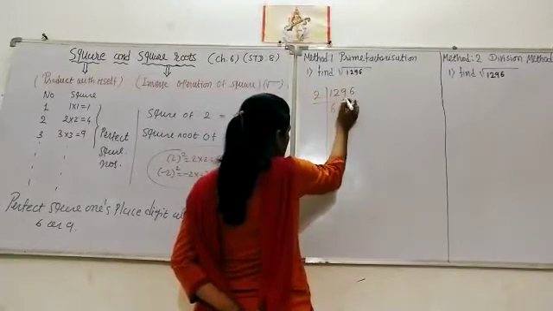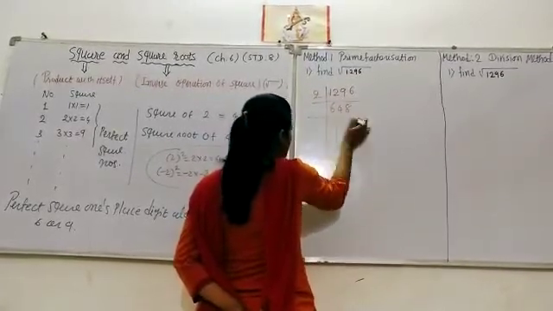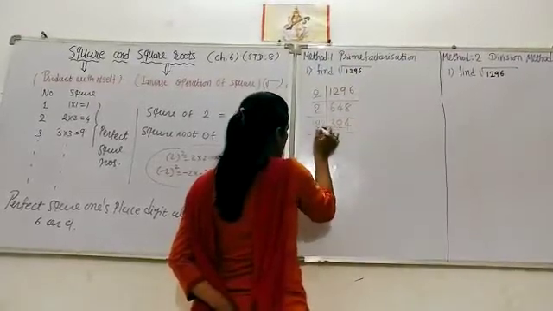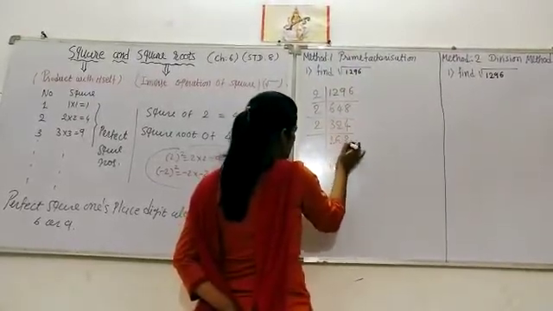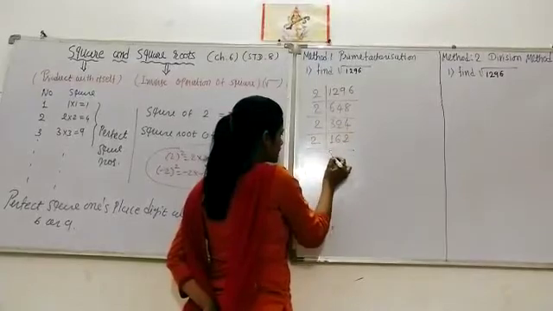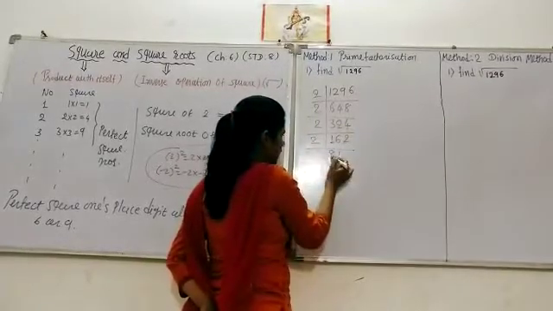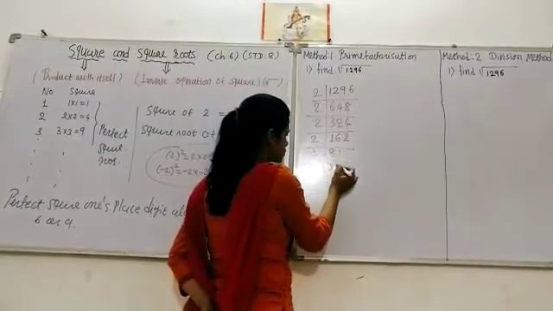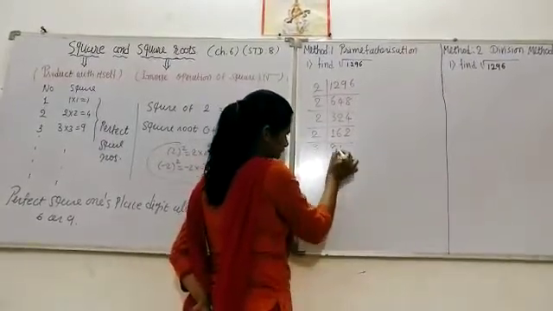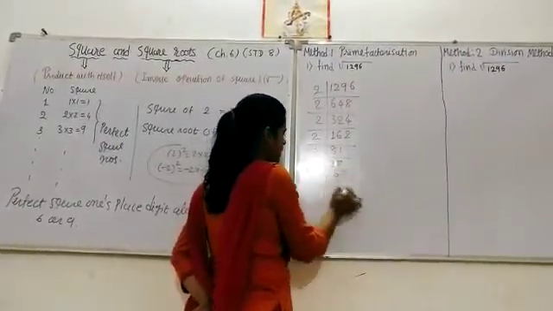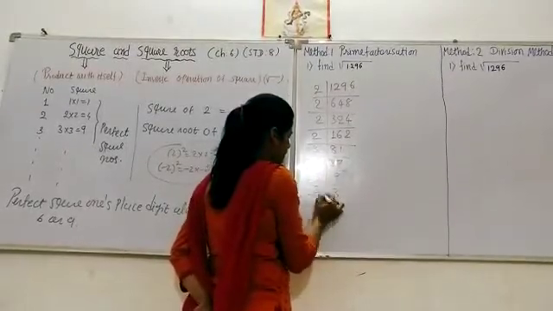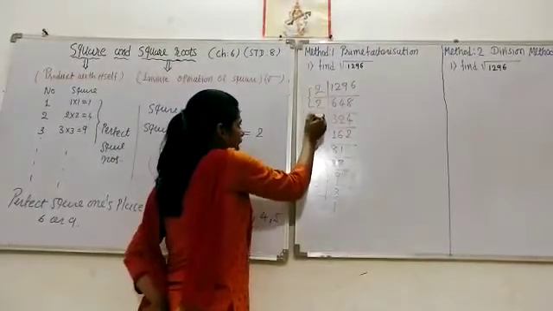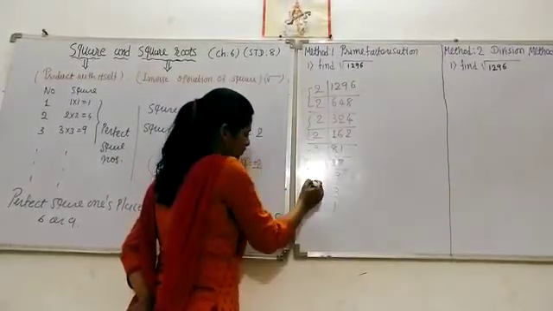2 6s are 12, 2 4s are 8, 2 8s are 16, 2 3s are 6, 2 2s are 4, 2 4s are 8, 2 1s are 2. Then 8 plus 1 is 9, divisible by 3. 3 3s are 9, 3 1s are 3. For finding the square root, you should make pairs of 2 digits.